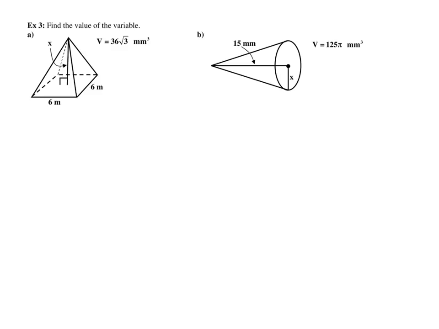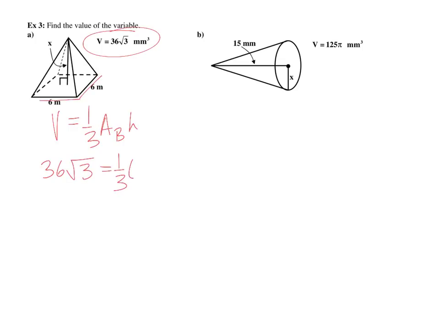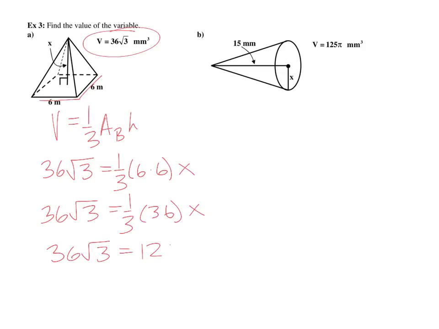Example 3, find the value of the variable. All right, using the volume formula for a pyramid, volume equals 1/3 area of the base times the height. The volume they give me is 36 square root of 3. Area of the base is 6 times 6. The height is x. 36 square root of 3 equals 1/3 of 36 times x. So 36 square root of 3 is equal to 12x, divided by 12, and x is equal to 3 square root of 3.